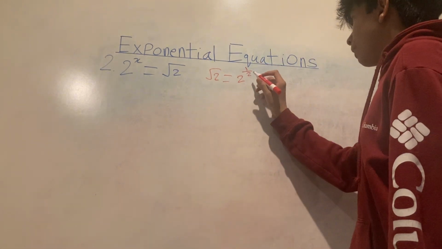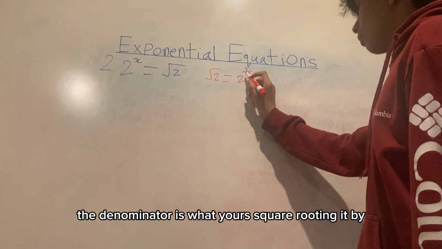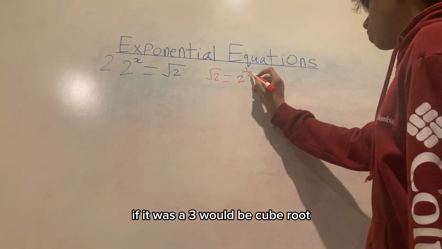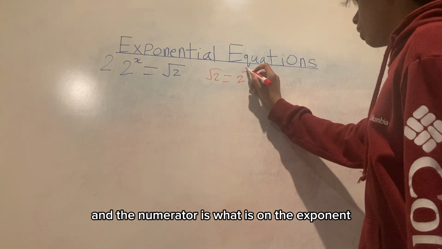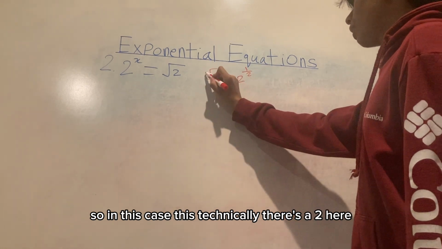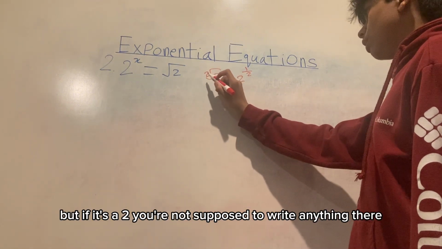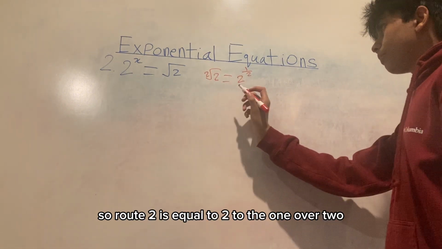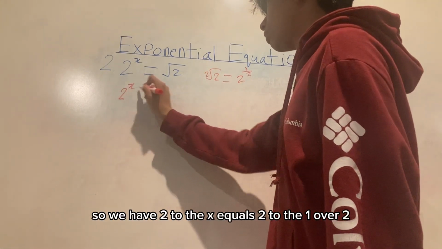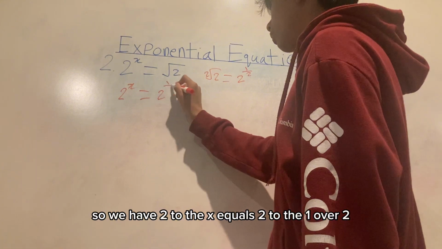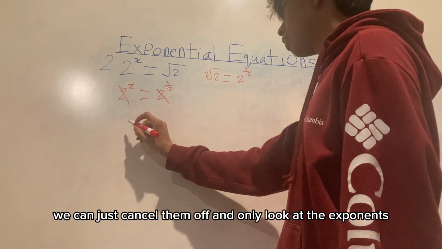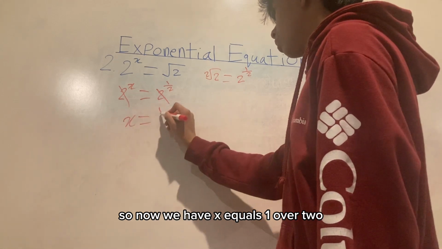Because if you remember, the denominator is what you're rooting by, it doesn't have to be a square root. If it was a 3, it would be a cube root, and the numerator is what is on the exponent. So in this case, technically there's a 2 here, but if it's a 2, you're not supposed to write anything there. So root 2 is equal to 2 to the 1 over 2. So we have 2 to the x equals 2 to the 1 over 2. Now, since we have the same bases, we can cancel them off and only look at the exponents. So now we have x equals 1 over 2.